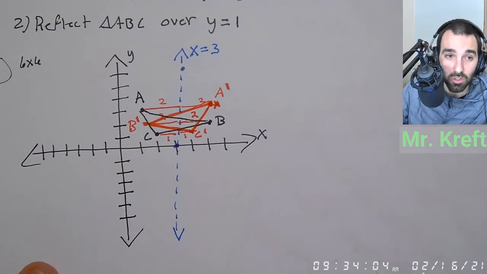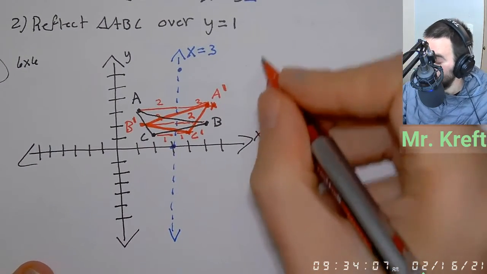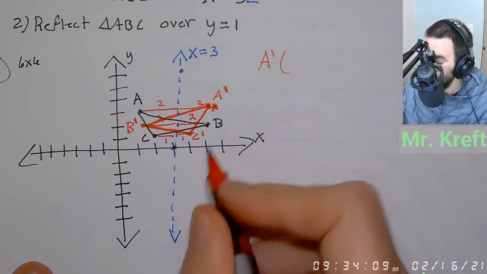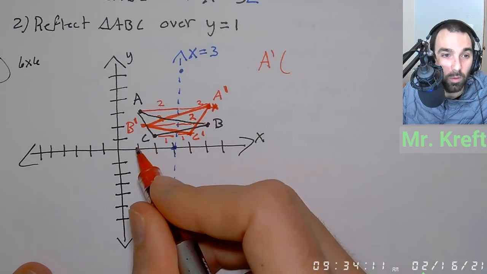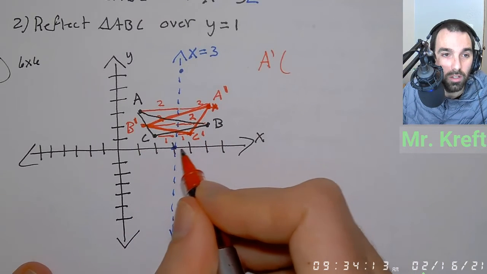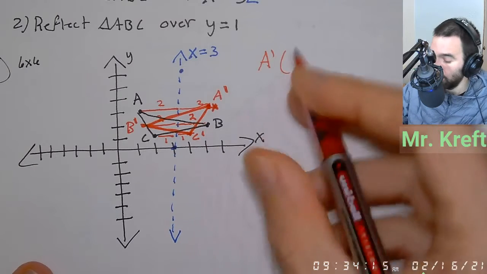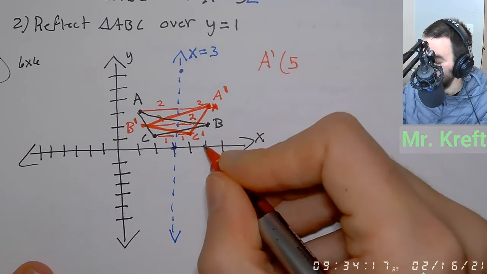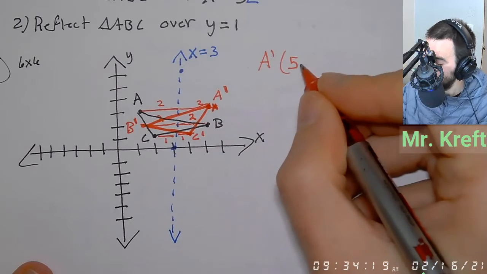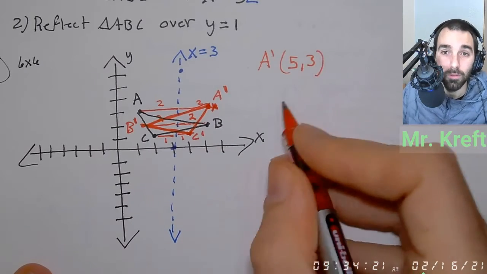So what I'm going to do next is write down my coordinates. So what do I have? A prime. What's my A prime? So my A prime's here. It's at 1, 2, 3, 4, 5, so I'm 5 to the right. And how many up am I? 1, 2, 3.